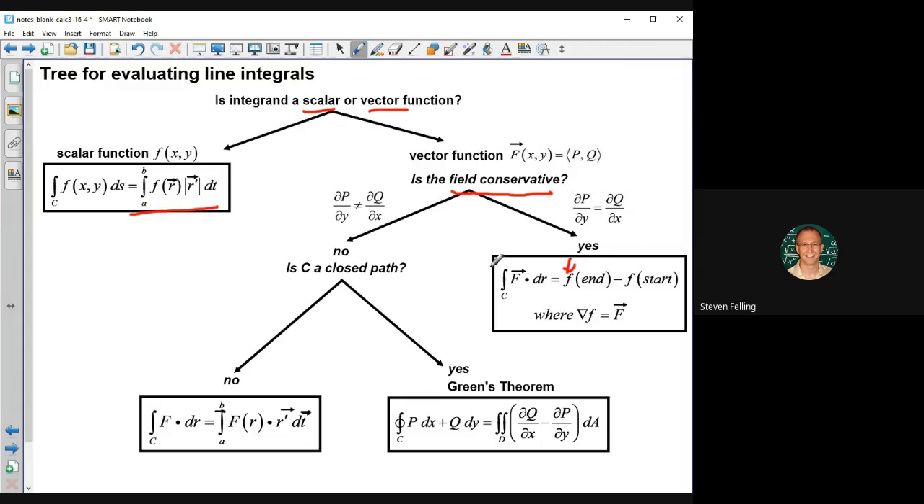If it's conservative and we're going around a closed path, then it would be 0. If the field is not conservative, then the next thing we ask is, is the path closed? And if it is closed, now we can employ Green's theorem. Only if it's a vector field that's not conservative and not along a closed path do we have to resort to the more general case, where we have to parameterize the curve and do the full vector dot product method.